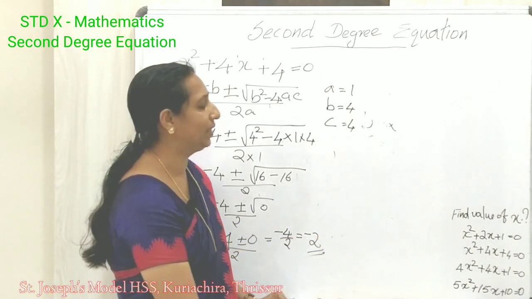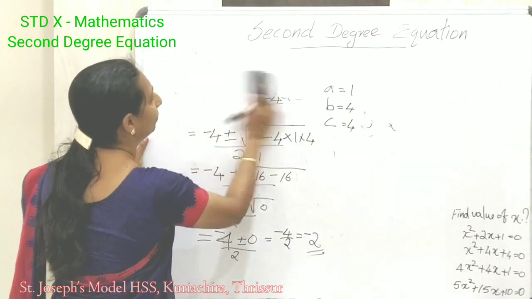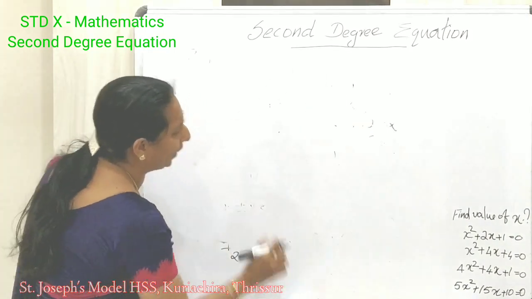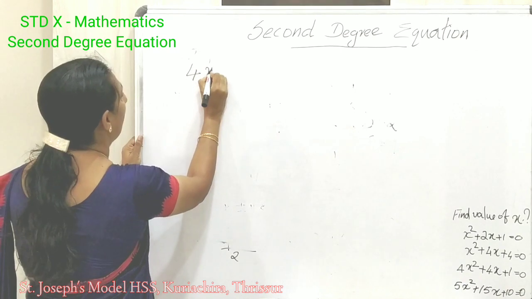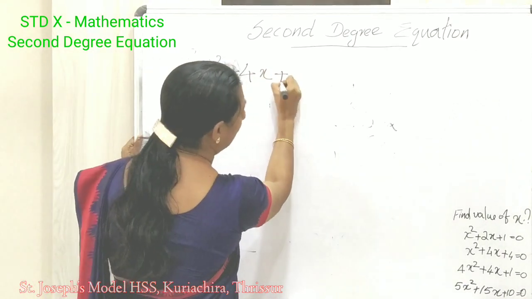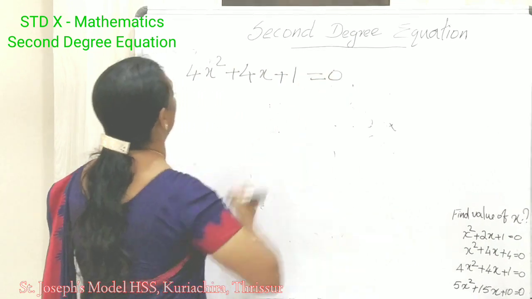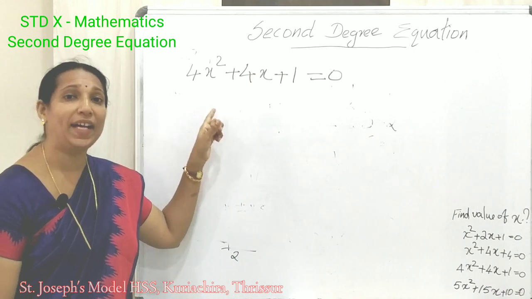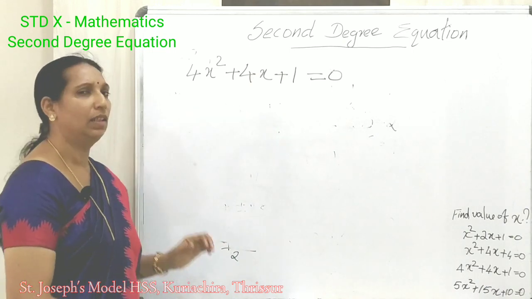And the third question is 4x square plus 4x plus 1 is equal to 0. This is a second degree equation. The question is, find the value of x.